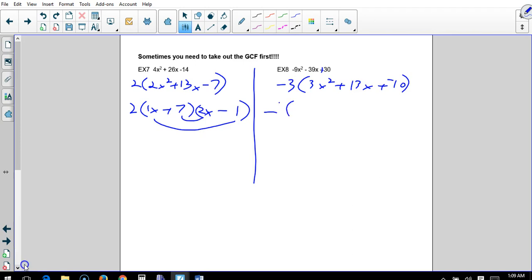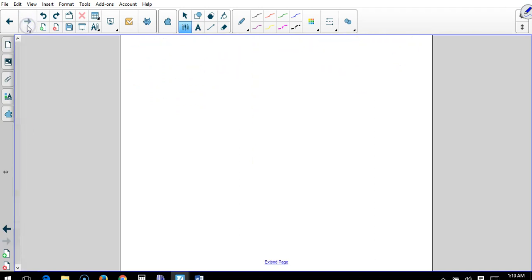And now we're going to do it. Negative 3, again, 3x and 1x. And I need 5 and 2. And I need one positive, one negative. And I need leftover 13. So I'm going to do 5 times 3 minus 2 times 1. Again, 15 here, 2 here. I want 15 to be positive and the 2 to be negative. And that's how it factors out. Negative 3 times 3x minus 2 times x plus 5. And that's it.